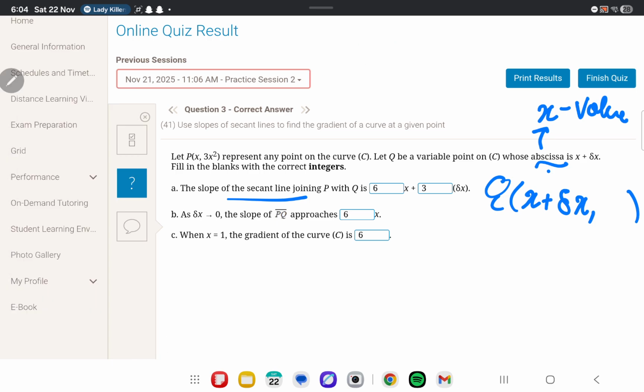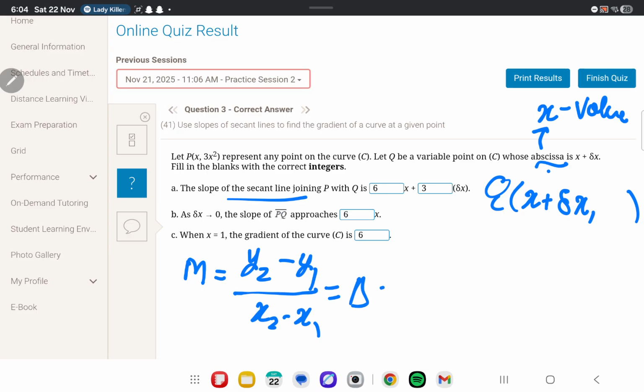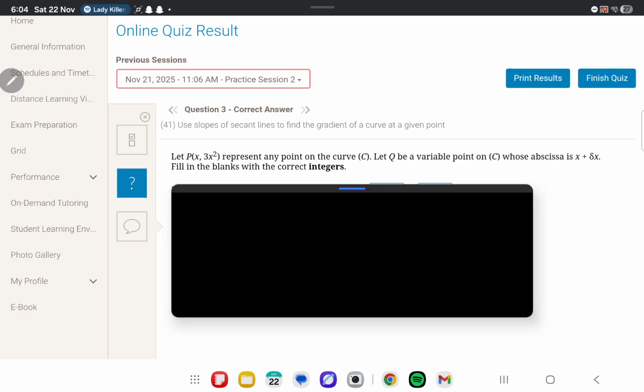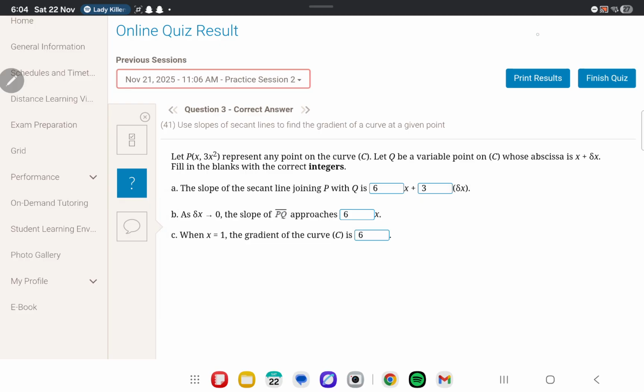So the slope of the secant line, you're gonna have to find it by doing what? The gradient, or the slope, is equal to y2 minus y1 over x2 minus x1, which is also called delta x, or sorry, delta y over delta x. So we're not gonna use the delta y over delta x definition. Let me just close this because I don't know why it keeps opening it. We're gonna use the fact that the gradient is equal to y2 minus y1 over x2 minus x1. Done.